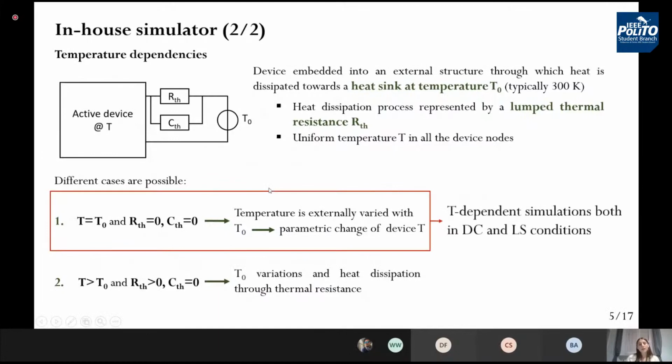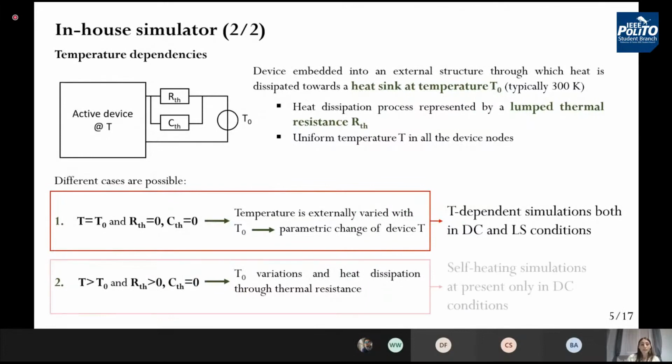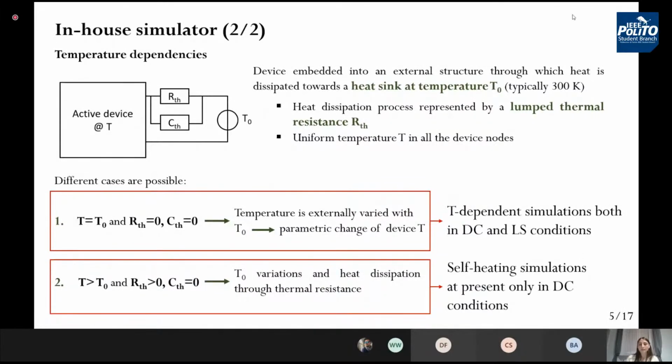This case has been implemented in both DC and large signal conditions, while the second case considers a thermal resistance. Therefore, the device temperature is higher than T0 because of the heat dissipation process. The last case is implemented only in DC condition at present.